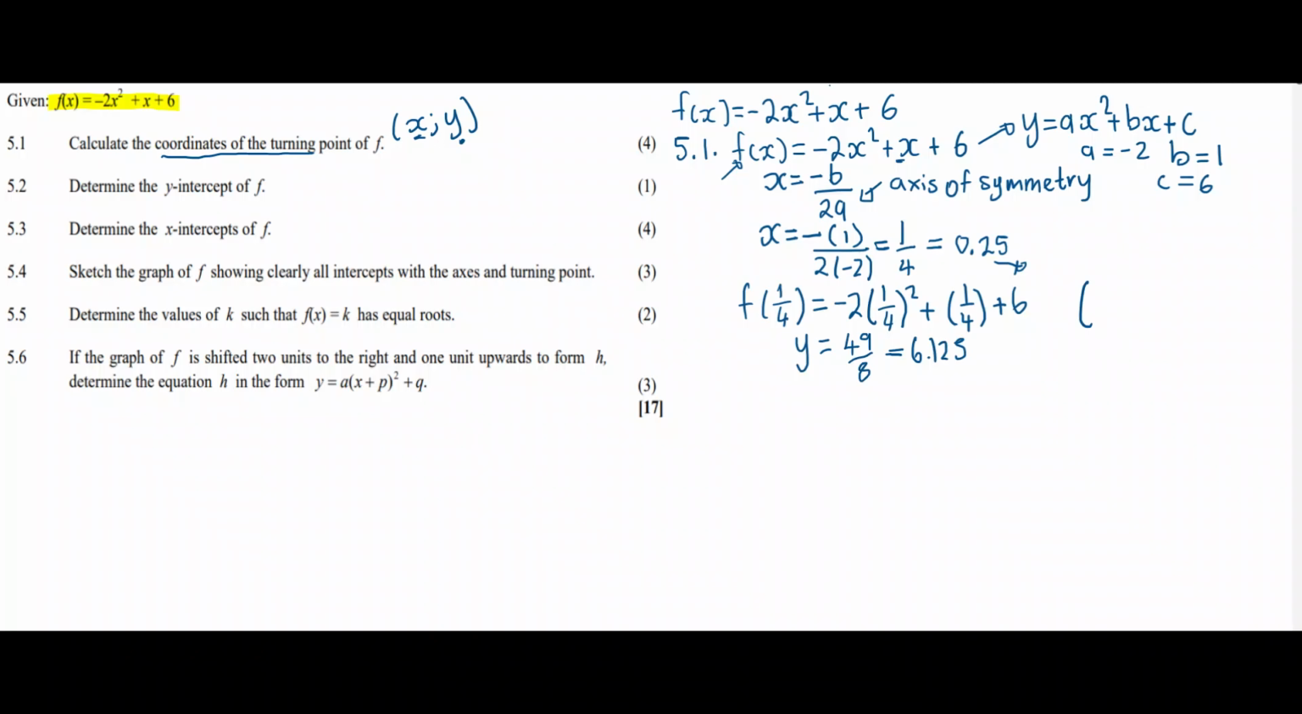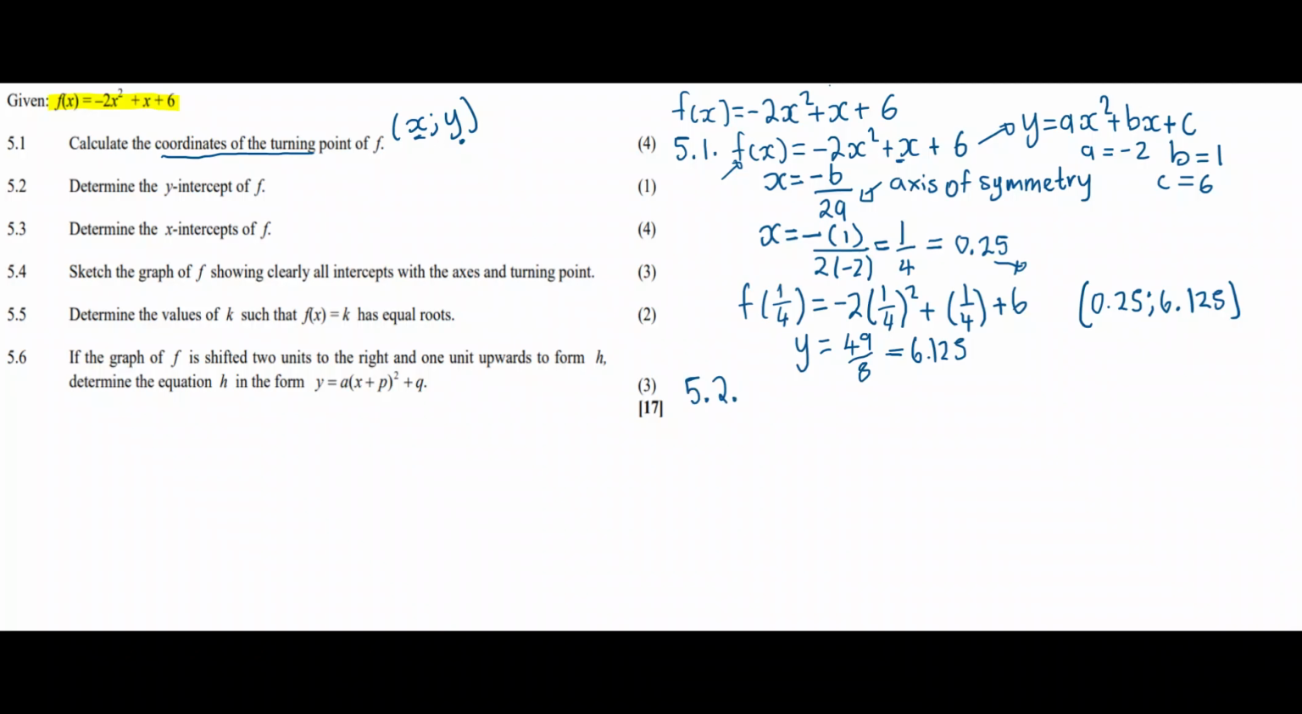So the question asks for the coordinates, and we can simply write the coordinates of the turning point as 0.25 and 6.125. I hope you'll be able to do this correctly next time, when the equation is given in its standard form.